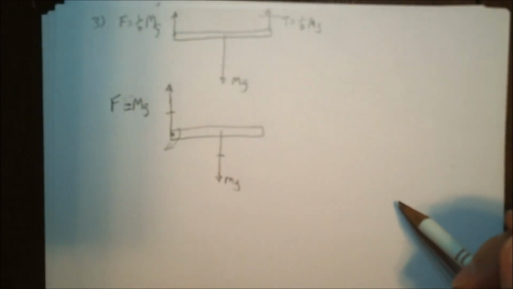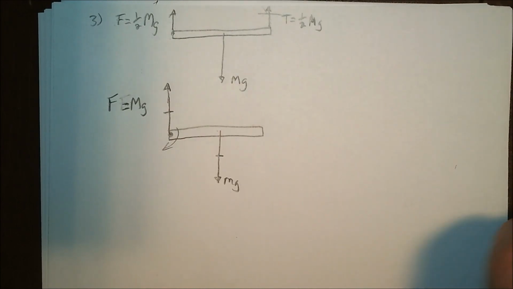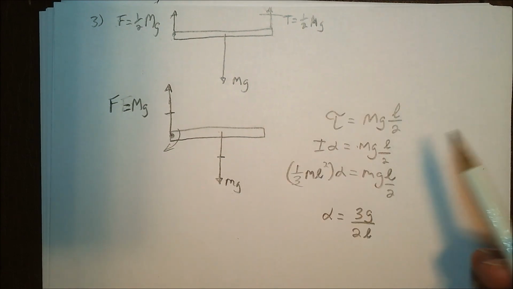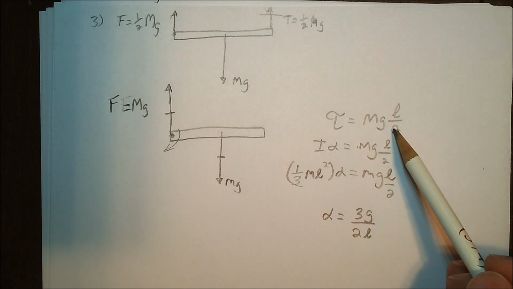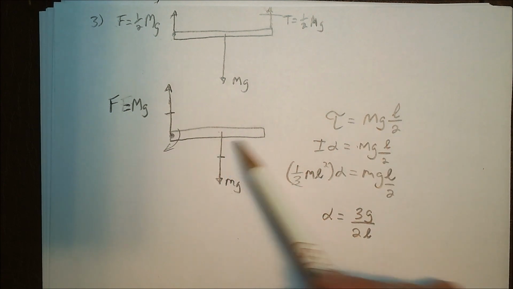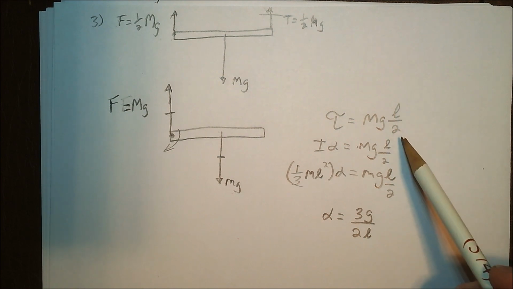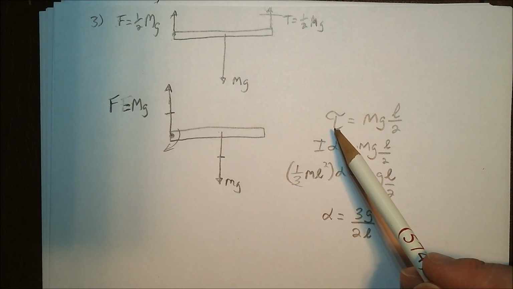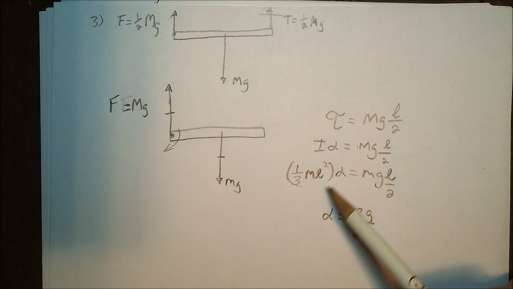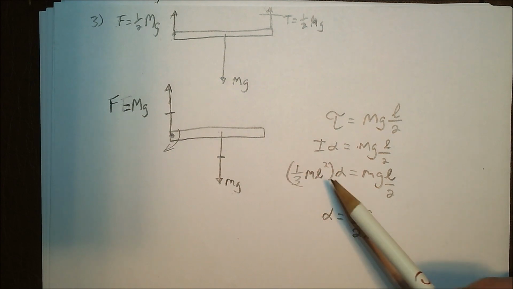So to find the angular acceleration, I wrote a net torque equation. That would be the weight times the lever arm length times the sine of 90. The lever arm length is L over 2, so it'd be mg L over 2. Net torque is also equal to I alpha. They tell us what I is. It's 1/3 ml squared. And then we can go ahead and solve this for alpha, and you get 3g over 2L.